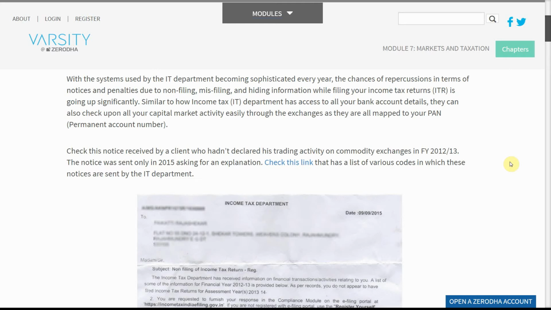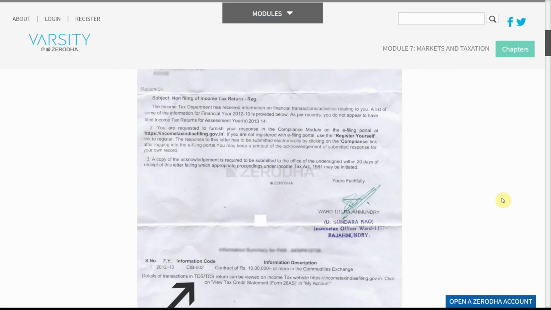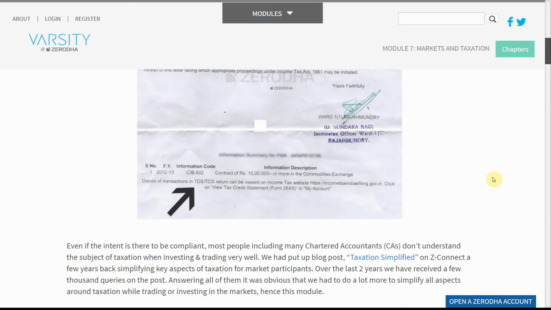Check this notice received by a client who hadn't declared his trading activity on commodity exchanges in FY 2012-13. The notice was sent only in 2015 asking for an explanation. Check this link that has a list of various codes in which these notices are sent by the IT department, even if the intent is there to be compliant.